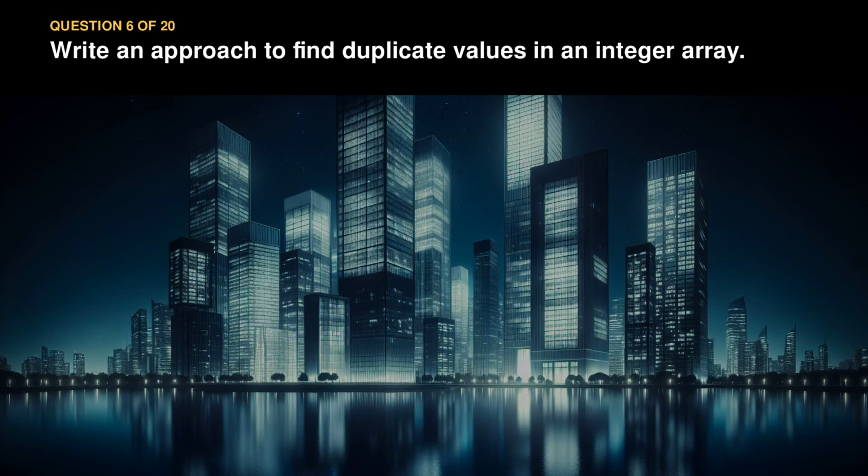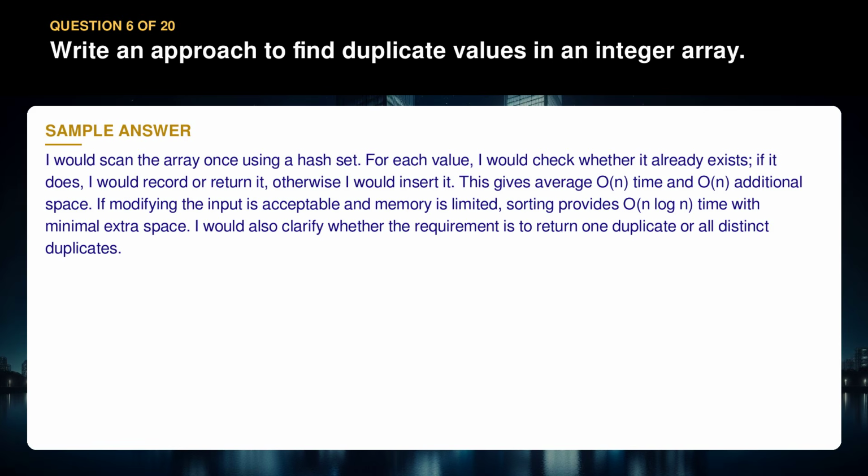Question 6. Write an approach to find duplicate values in an integer array. I would scan the array once using a hash set. For each value, I would check whether it already exists. If it does, I would record or return it, otherwise I would insert it. This gives average O(n) time and O(n) additional space.